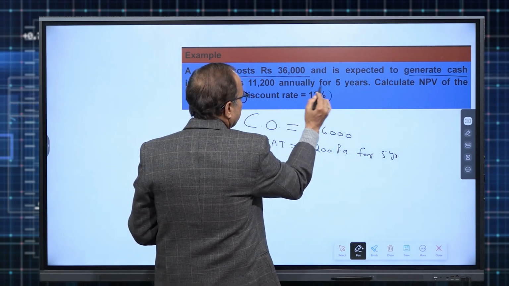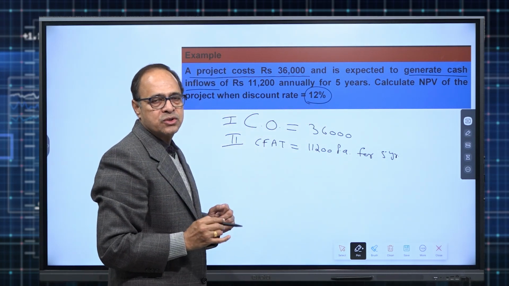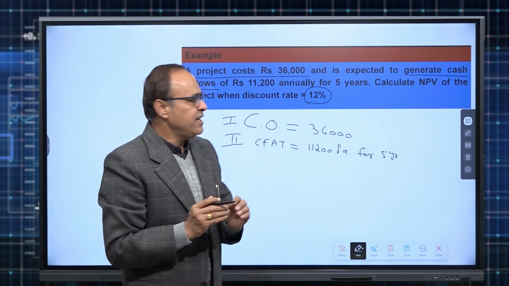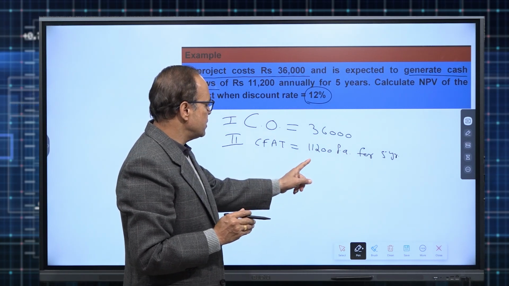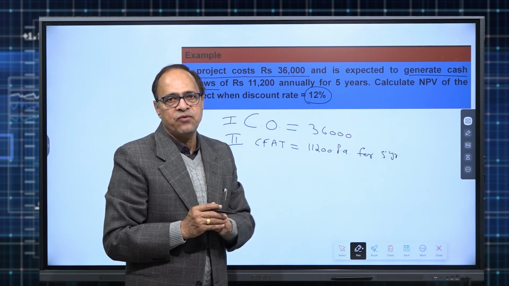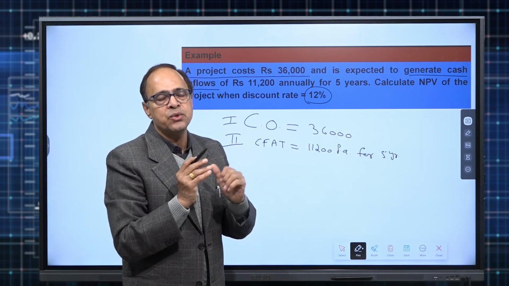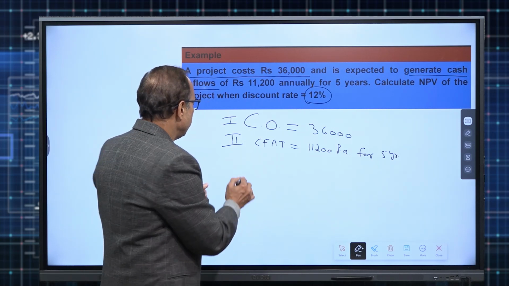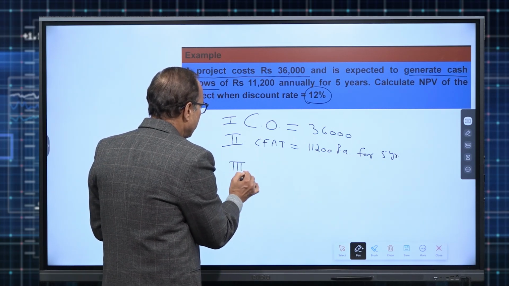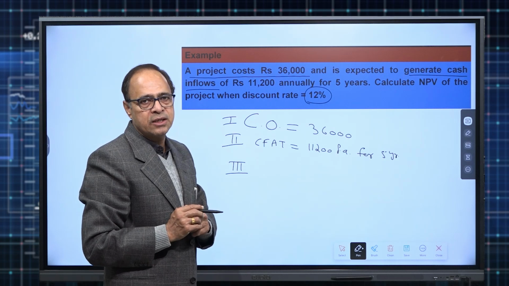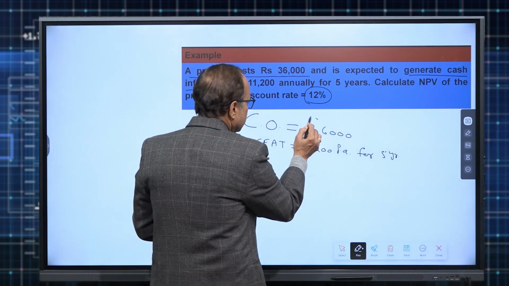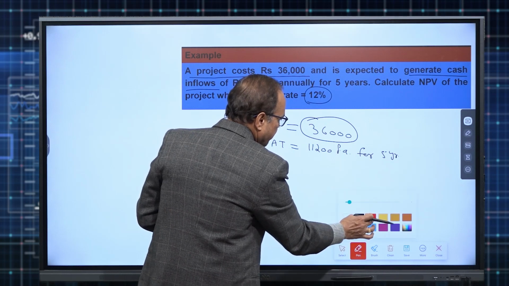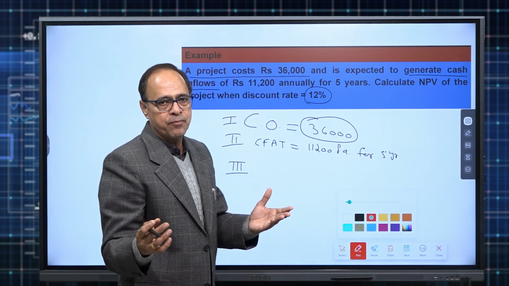What discount rate is given? 12%. So simply what we need to do, take the time value table, and in this case you can see 11,200 every year received for 5 years becomes like an annuity. So calculate present value of that. Step number 3 is calculating present value of both cash outflow and cash inflow. Now present value of cash outflow is 36,000, because whatever you spend in the beginning, its present value remains the same.